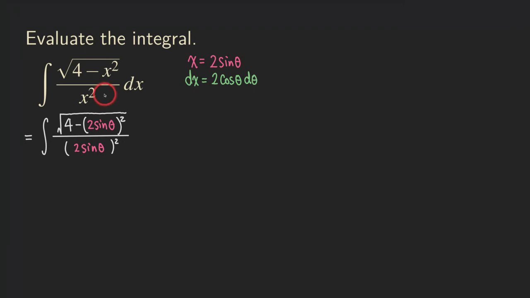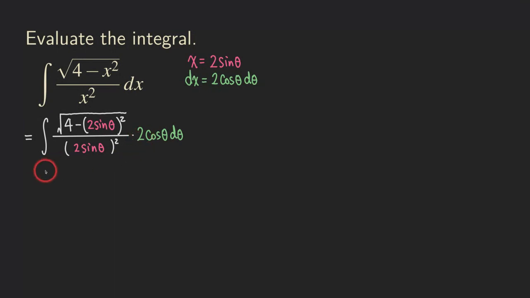But one thing that's really important is that we do not forget this dx right here. So make sure that we also replace the dx by this 2 times cosine theta and then d theta, right? So we have the 2, then cosine theta, d theta here. So now that looks messy, but when we simplify, things will get better.